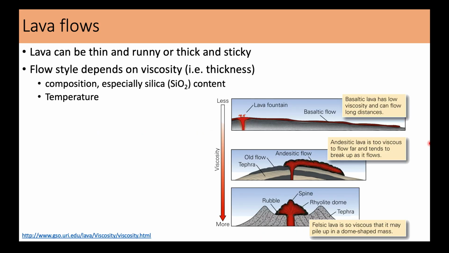So first, we can look at lava flows. Lava can come in many different forms. We can have really thin and runny lava, or thick and sticky lava. Now, the difference depends on viscosity, or the thickness of the material, which is determined by the composition of the magma or the lava, which is the silica content. So remember, felsic versus mafic. It can also be determined a bit by temperature, but mostly the silica content is what we care about.